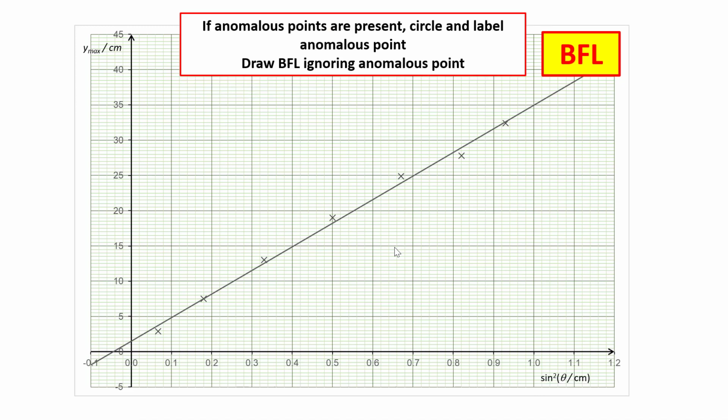What do you do if anomalous points are present? Some of you just circled it. You didn't actually write anomalous. So if you have one point that's extremely off and you find it very difficult to put into the graph, then you should not only circle it, but please label it anomaly or anomalous. You should do that before you draw your best fit line. The best fit line should be drawn after you circle it, ignoring the anomalous point.